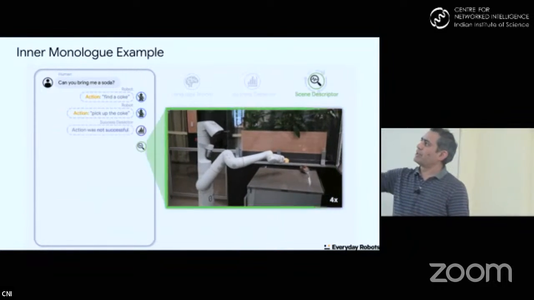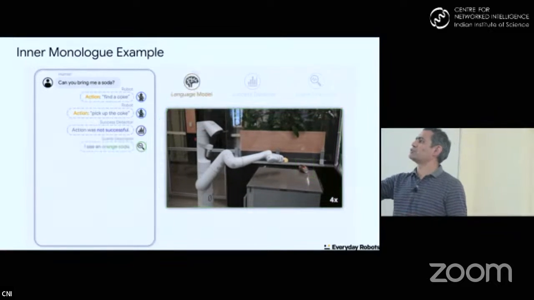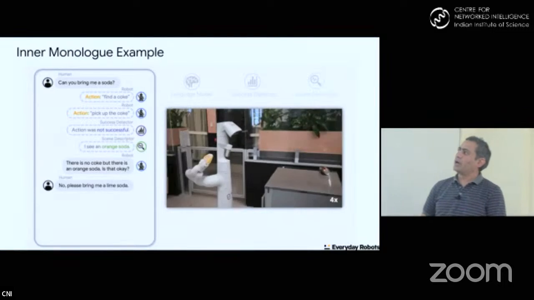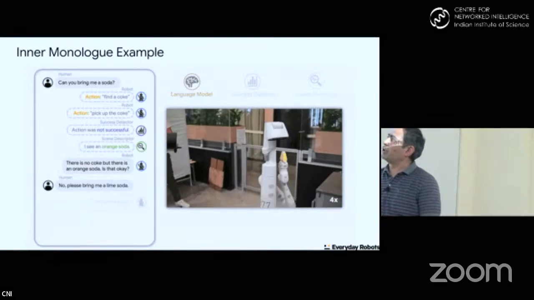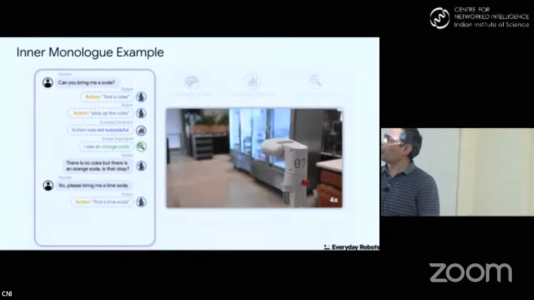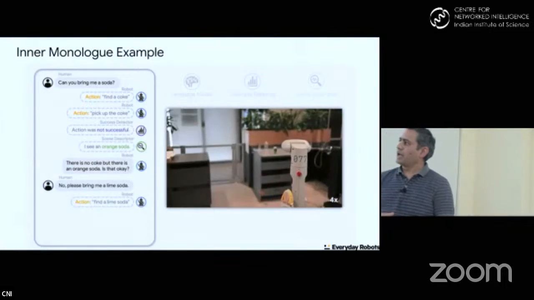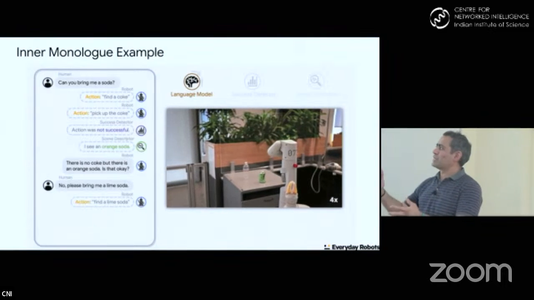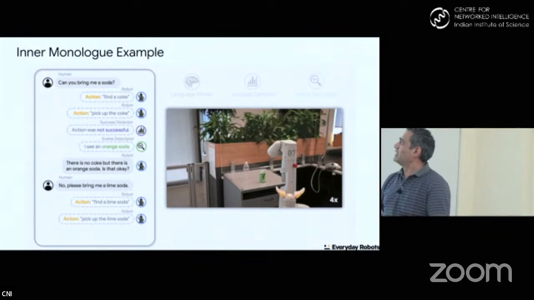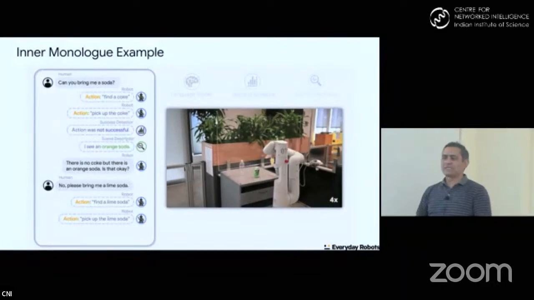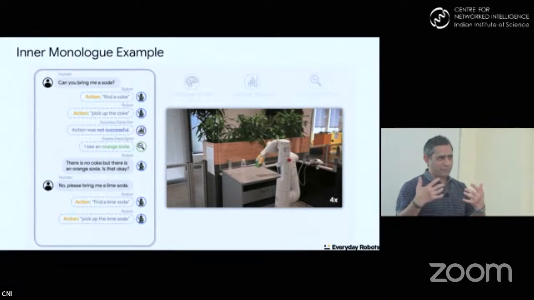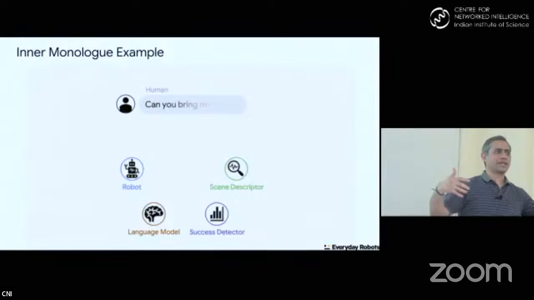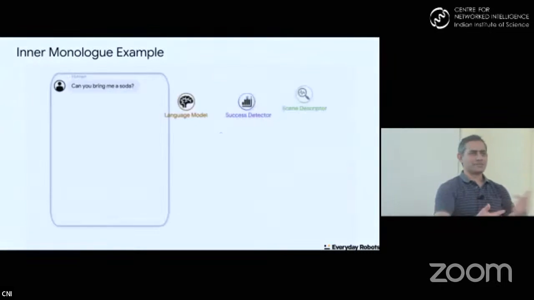And now there's another model, trained separately, that says the action was not successful. And then another robot model says, well, there's no Coke, but there's an orange soda, is that okay? And the human says, no, bring me a lime soda. Then the robot says, find a lime soda, goes to the kitchen, finds another lime soda, and so on. So basically, the point is that you can take the previous idea and add more large language models, and they are all discussing amongst themselves and coming up with the right answer.